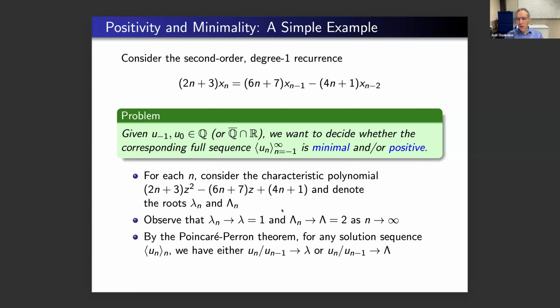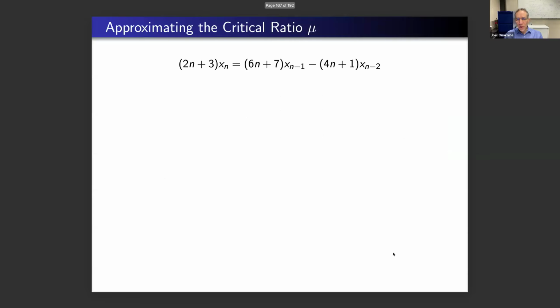There is this very classical result, the Poincaré-Perron theorem, that tells you that for any solution sequence un, the ratio of consecutive terms will always tend to either the small root or the big root. So this is a general theorem: either un over un minus 1 tends to little lambda, or it tends to big lambda. You can guess that un will be minimal if and only if un over un minus 1 tends to little lambda, because that means the growth is slow, whereas if it tends to big lambda, the growth is obviously large. Okay, so far so good.